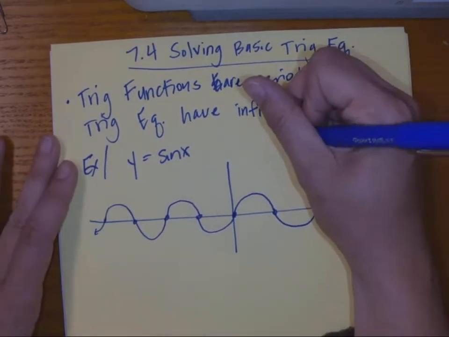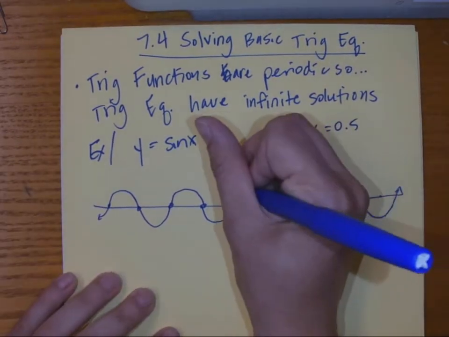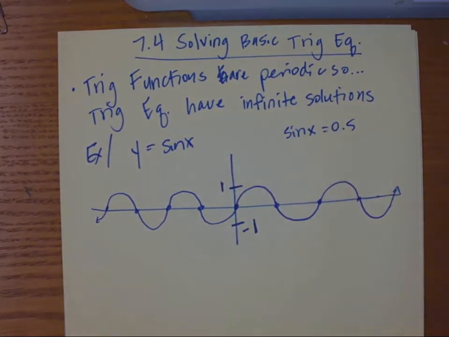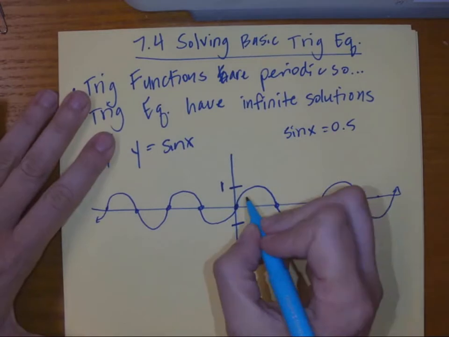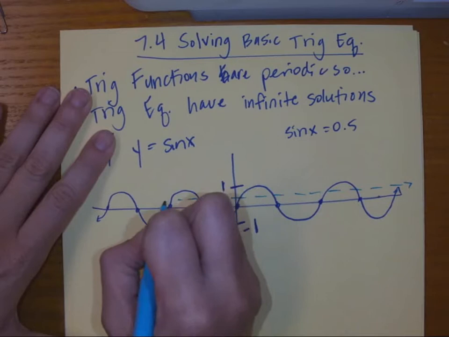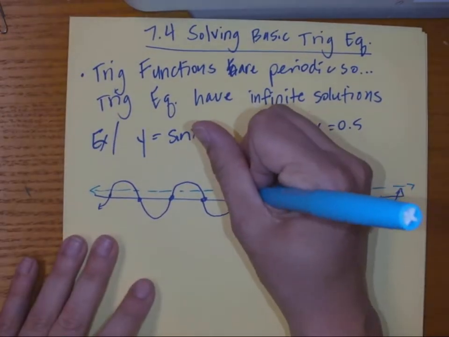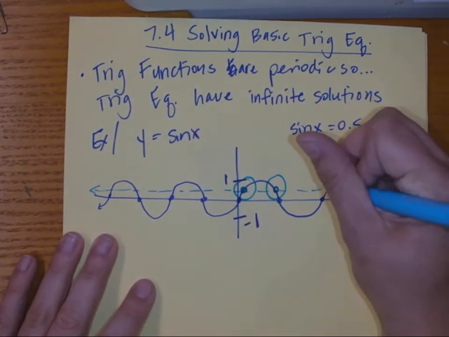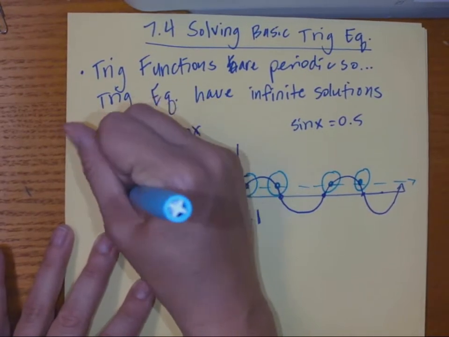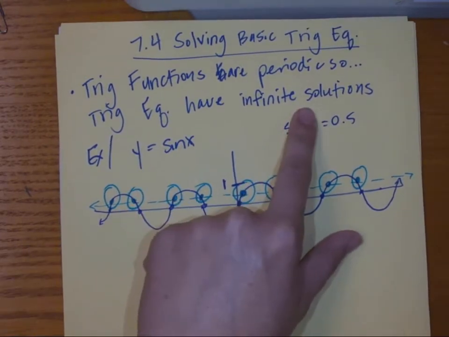If I was trying to figure out where does sine x equal 0.5? On this graph, I know this top part is 1 and this bottom part is at -1. So positive 1/2 would be about right here. That would be the line y equals 1/2. I have lots of places where this is the answer: right there, right there, here, here, so on and so forth. So that's one way you could think about them having infinitely many solutions.